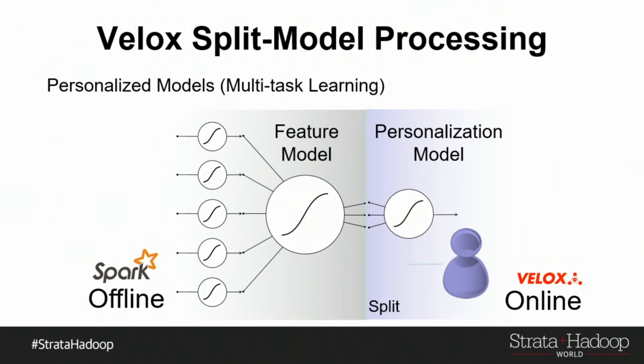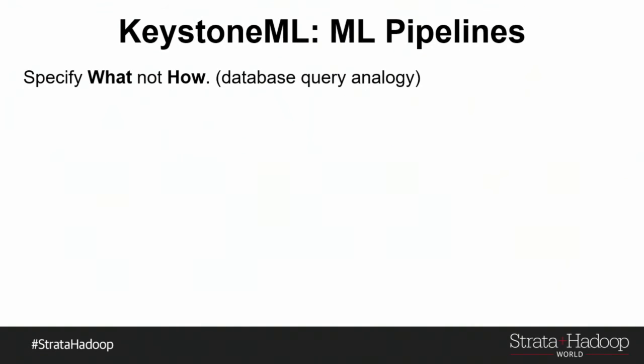That's Velox. Moving up from there is another project that Ben mentioned called KeystoneML. And the idea here is to try to make machine learning easier for normal humans. And so the idea is that you want to specify what you want to learn or what you want to predict, but not necessarily how to do it. And if you've used a relational database system, this is the same philosophy that was done in relational database systems, where you write a query that says, here's what I want to get out of the database, but you don't tell the system exactly how to do it. The system figures out how to do it. That's what we're doing in KeystoneML.